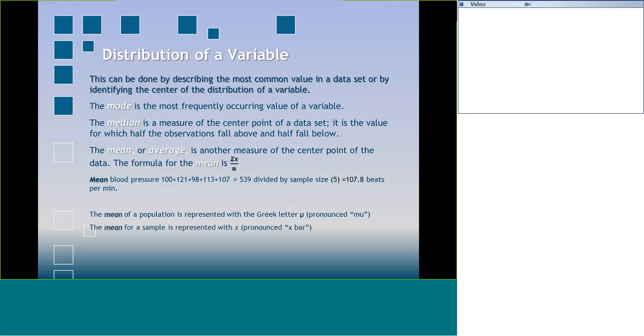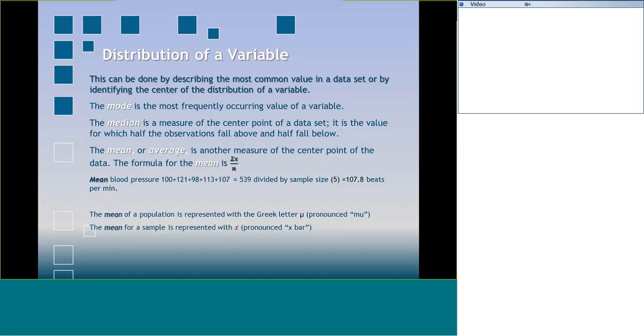The mode is the most frequently occurring value of a variable. The mode is most appropriate for qualitative variables, but can be used for numeric variables as well. It is possible for the distribution to have more than one mode. This occurs when several levels of the variable occur the same number of times.